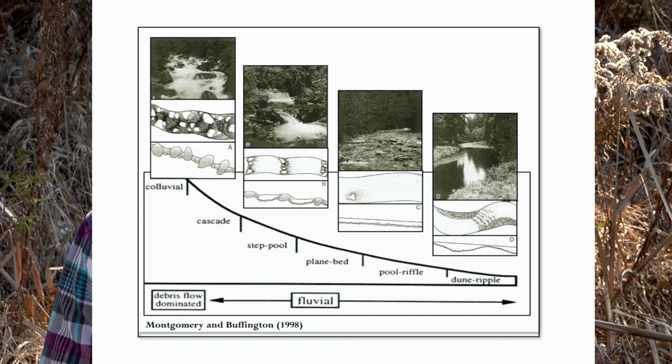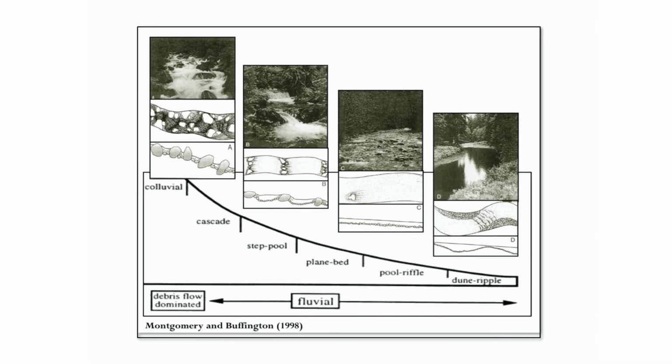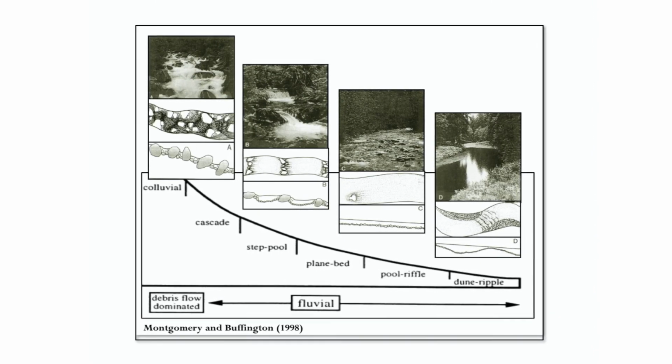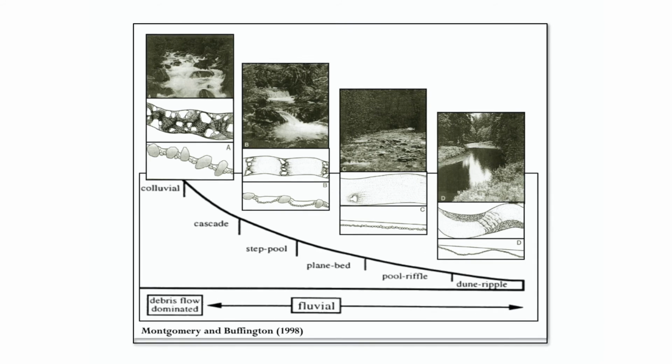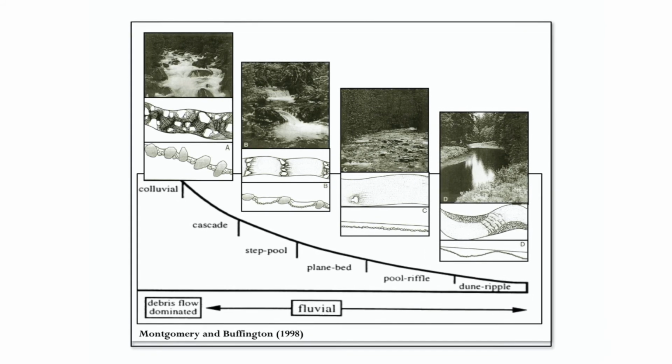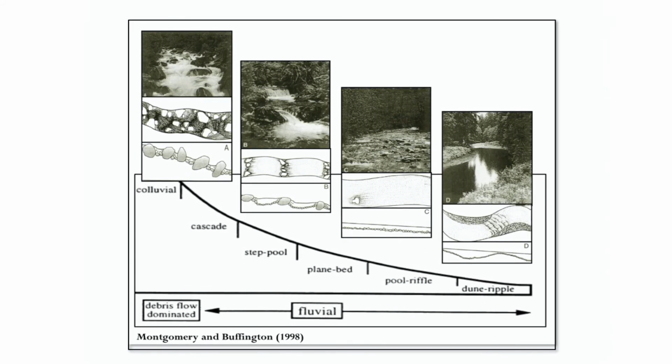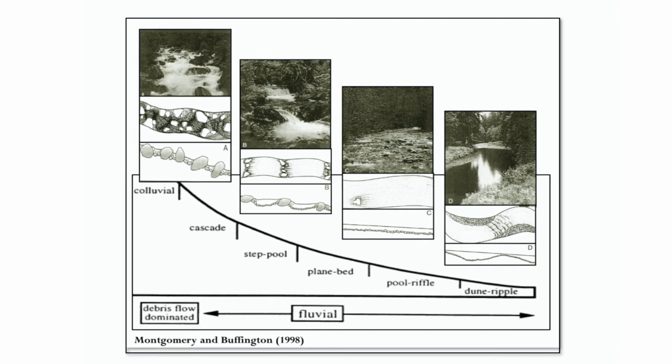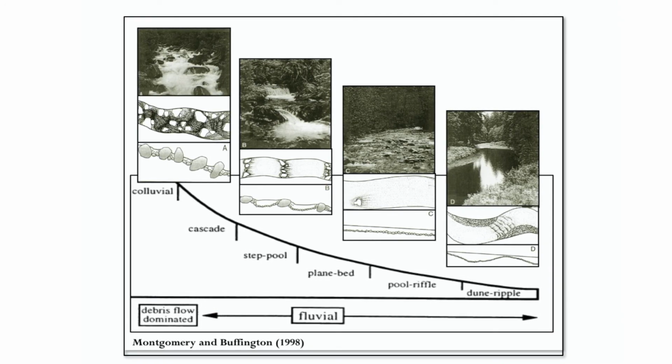A riffle-pool stream might have a slope of 1 to 2%, which means that the channel drops 1 to 2 feet over 100 feet. A steeper channel, 3, 4, or larger than that percentage, might be a step-pool stream, and much lower slopes might be a dune-riffle type of stream.